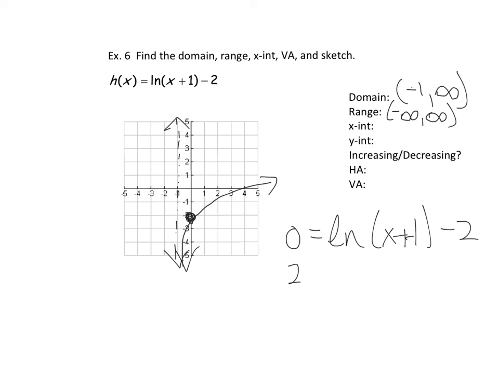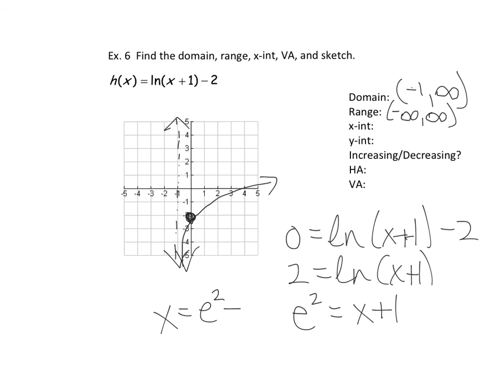So first off, we need to get it into a simplified form where it's just a logarithm set equal to a number. So we had to add over the 2. And now we can think of it as a logarithmic equation that we're turning into an exponential. e to this power, I'm literally going to write it out, e squared equals our argument of the logarithm. The argument of the logarithm is x plus 1. So again, e to the second power equals x plus 1. Subtract over, x equals e squared minus 1, and there's our x-intercept.